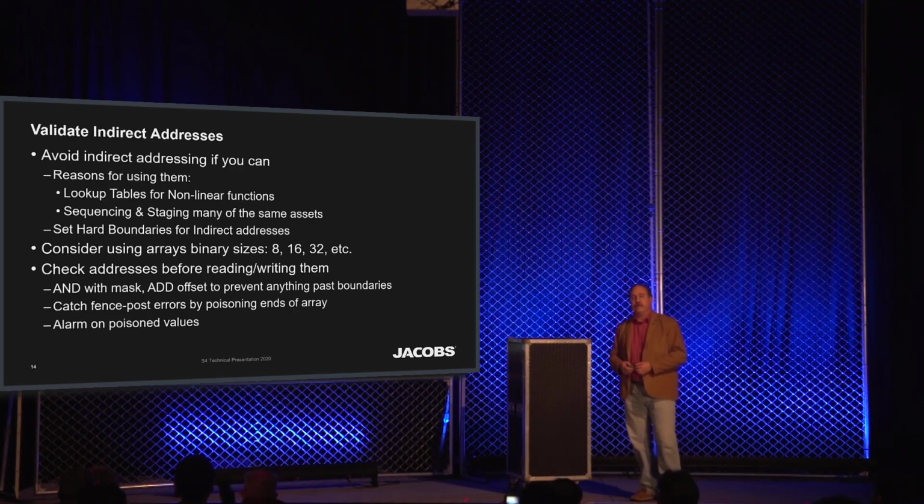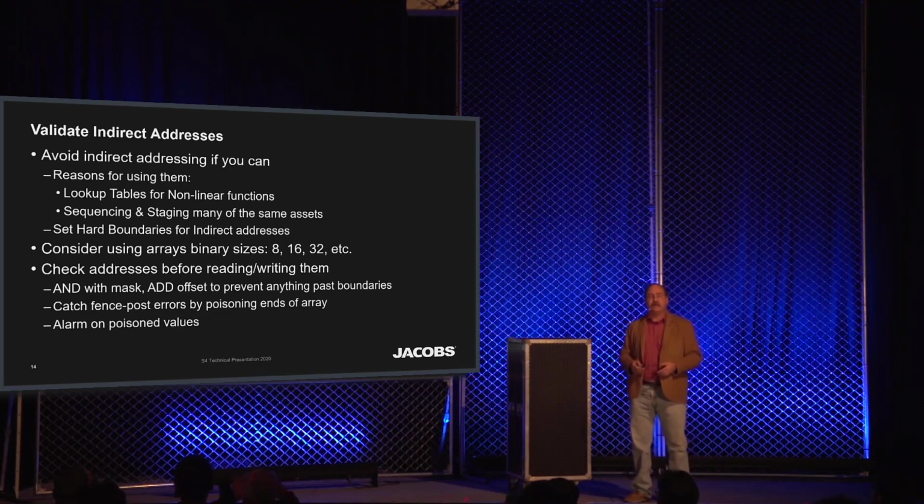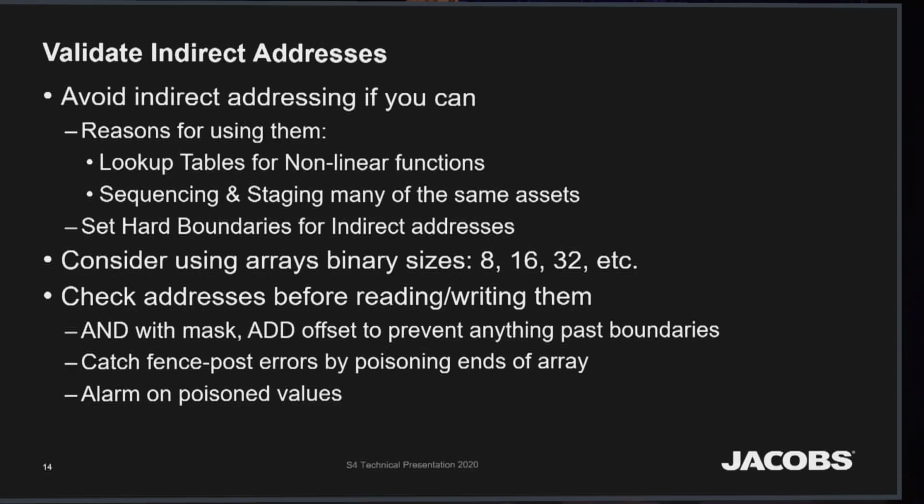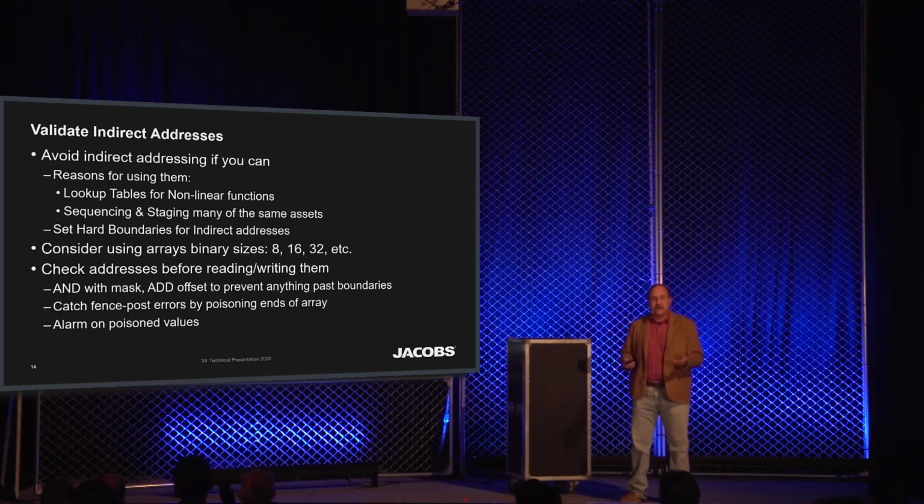Here comes another fun thing. A lot of times, we tell the newbies, don't do indirect addressing. In other words, don't look for the value of one register in another register. Now, there are reasons for doing this. Sometimes you need a lookup table. Sometimes you need to do sequencing and staging. There are reasons why you might need it.